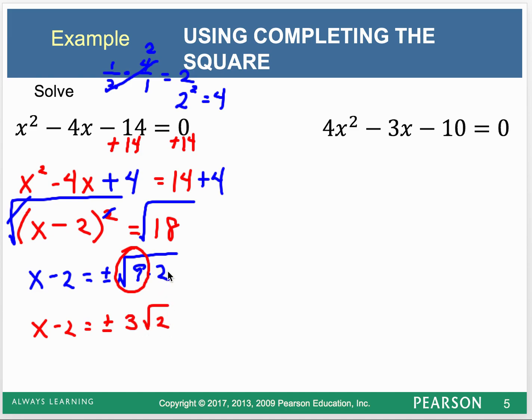The 2 just has to stay under that radical. Again, we've got a linear equation. This is our only variable. So if I add 2 to both sides, I have 2 plus or minus 3 square roots of 2, and there's my 2 solutions. 2 plus 3 square roots of 2, 2 minus 3 square roots of 2.